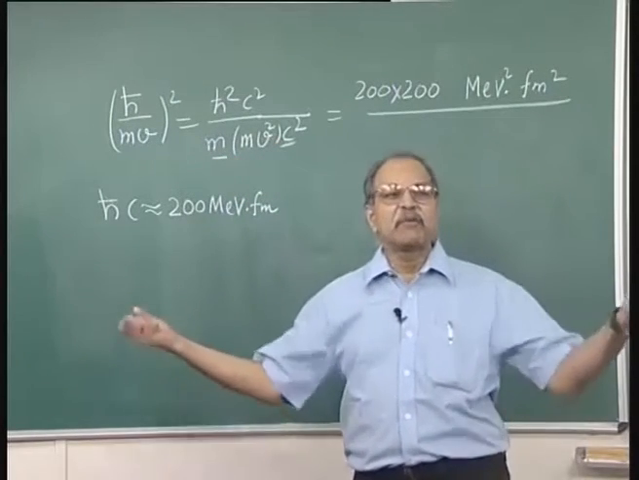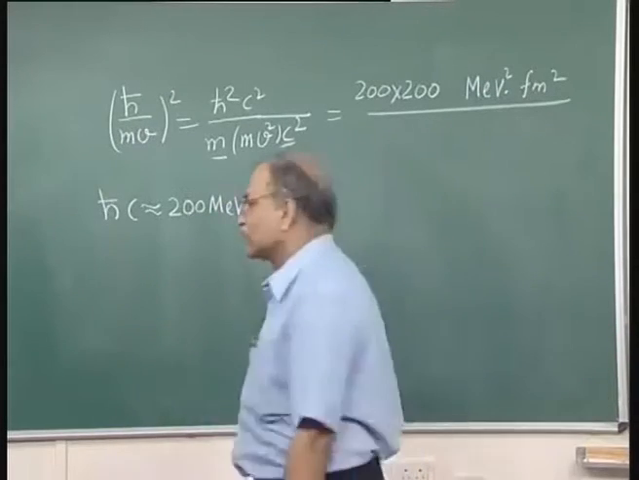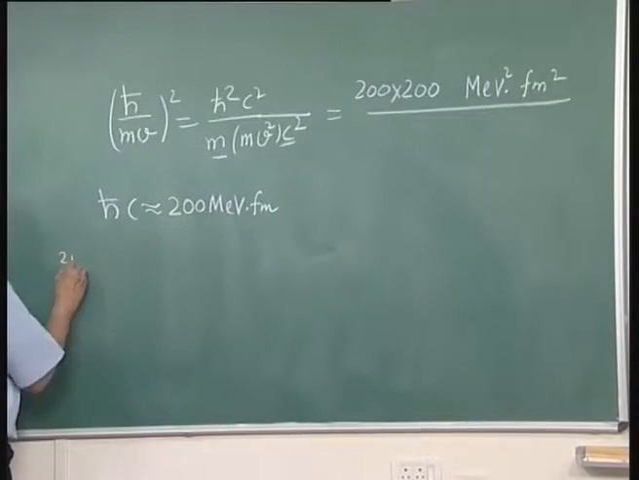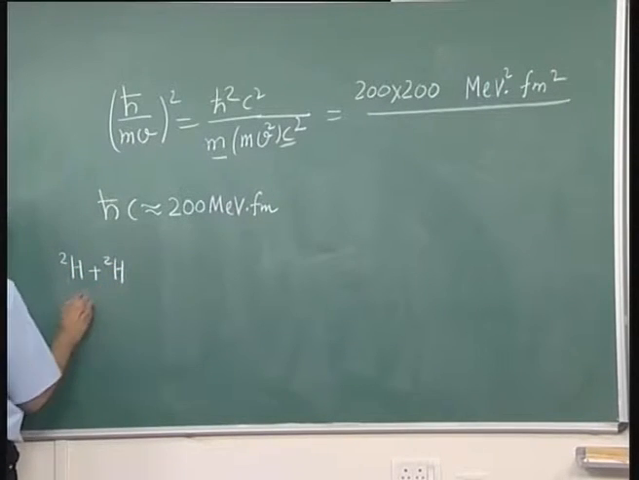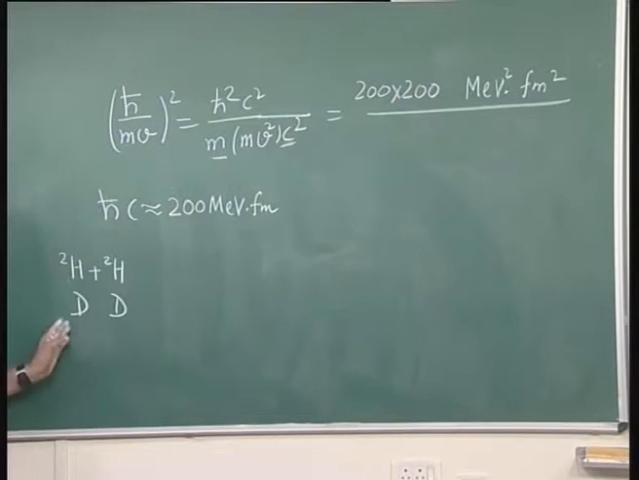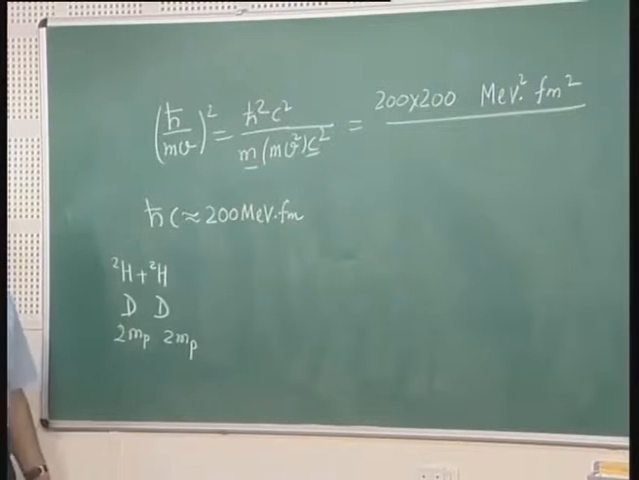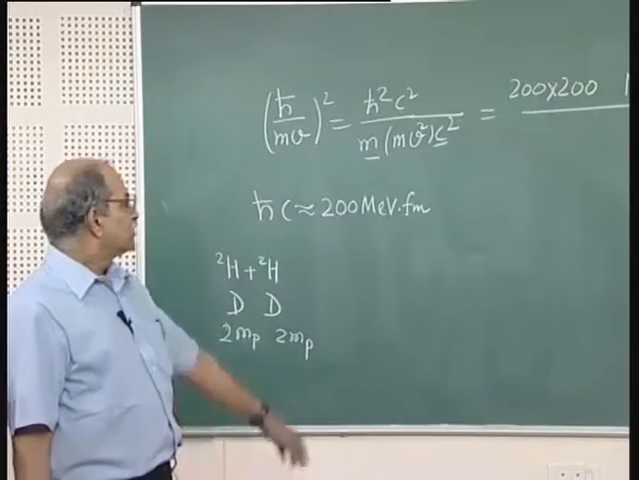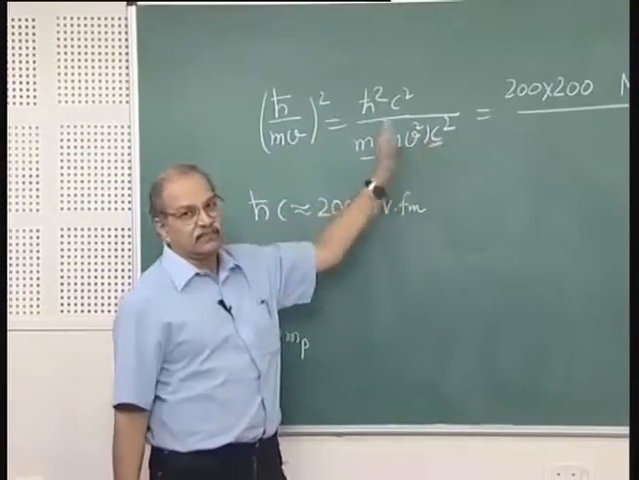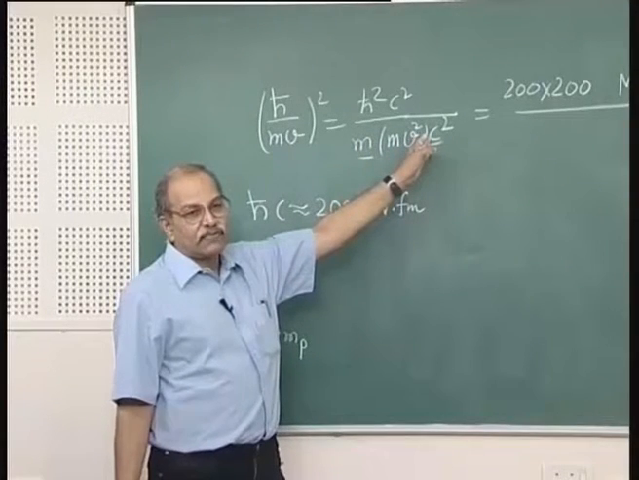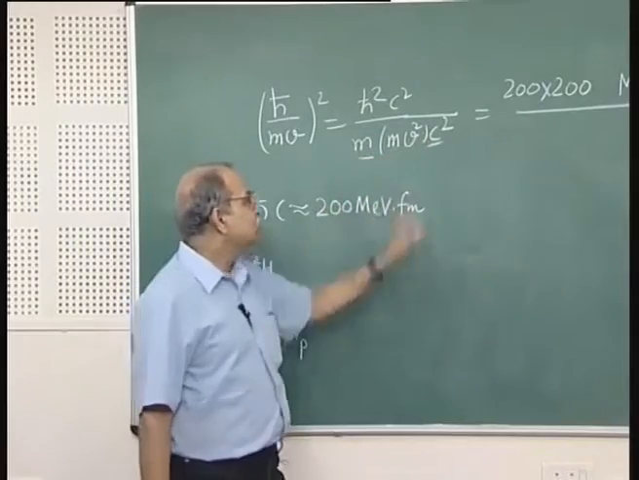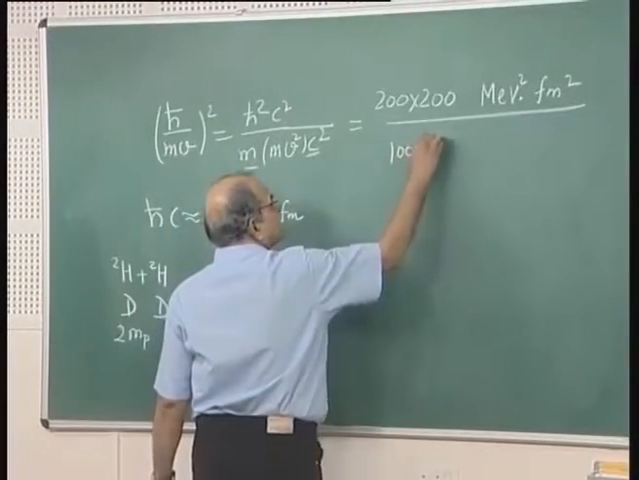So, if I take typically, let us say, the DD reaction, the deuteron reaction, 2H reaction, this is deuteron, so it is called the DD reaction. So, the mass here is 2 times the mass of proton approximately, and here 2 times the mass of proton, and therefore, the reduced mass will be just mp, the mass of proton. So, mass of proton into c square is 939 mega electron volts, take 1000 mega electron volts. So, mc square is 1000 MeV.